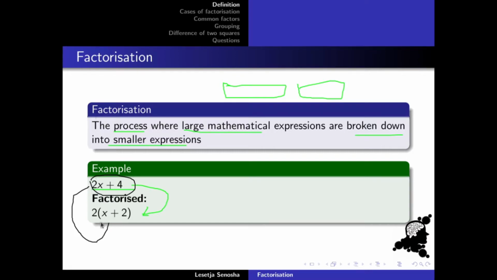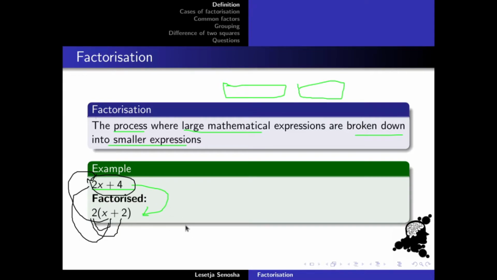Right now, the opposite of this factorization is what we call expanding. So if you multiply everything inside with 2, it's going to take you back to our previous expression, and that process is known as expanding. But today we're not going to be talking about expanding, we're going to be talking about factorization.